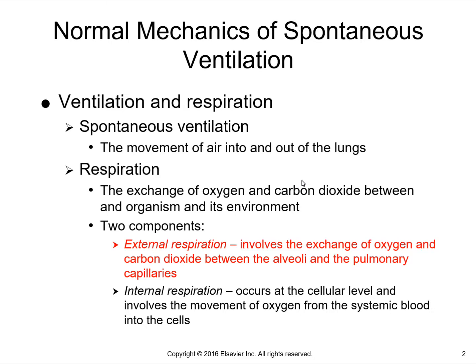Now, with respiration, there are two components, external and internal. External respiration deals with the exchange of oxygen and carbon dioxide between the alveoli and the pulmonary capillaries. So think of external respiration as looking at your A-a gradient. Internal respiration deals with cellular level movements of oxygen from the blood into the cells. Those are the different types of respiration.